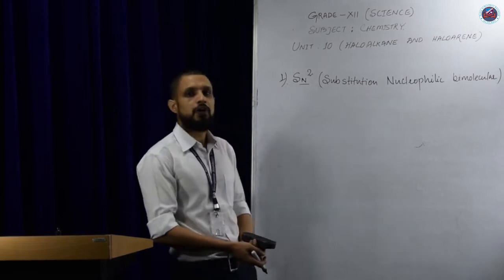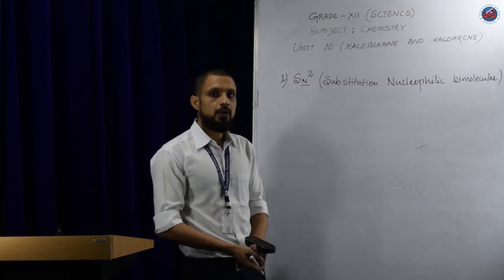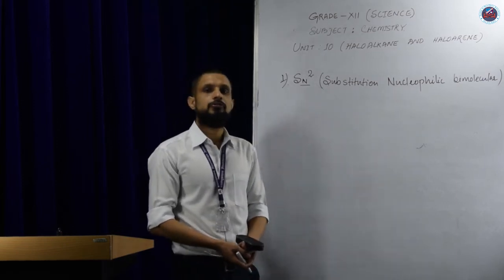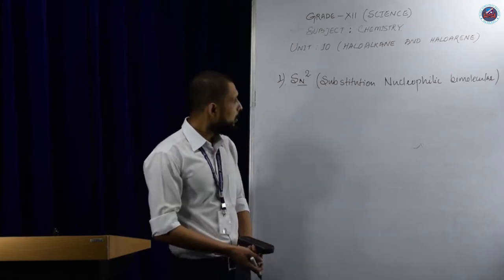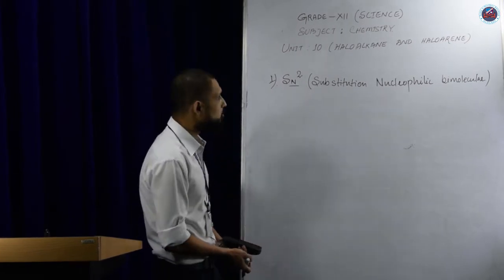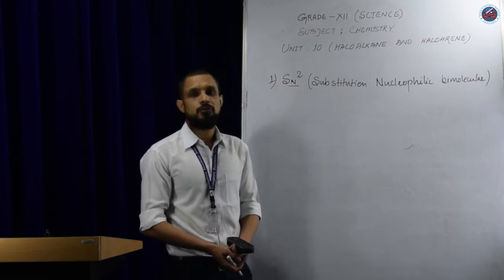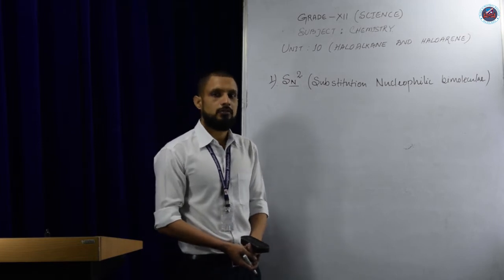So today we are going to start a new video for haloalkane and haloarene. In this video we will study the mechanism. There are two different types of nucleophilic substitution reaction mechanism. They are Sn1 and Sn2. Sn1 means substitution nucleophilic unimolecular and Sn2 is substitution nucleophilic bimolecular. So we'll study these two mechanisms in detail.